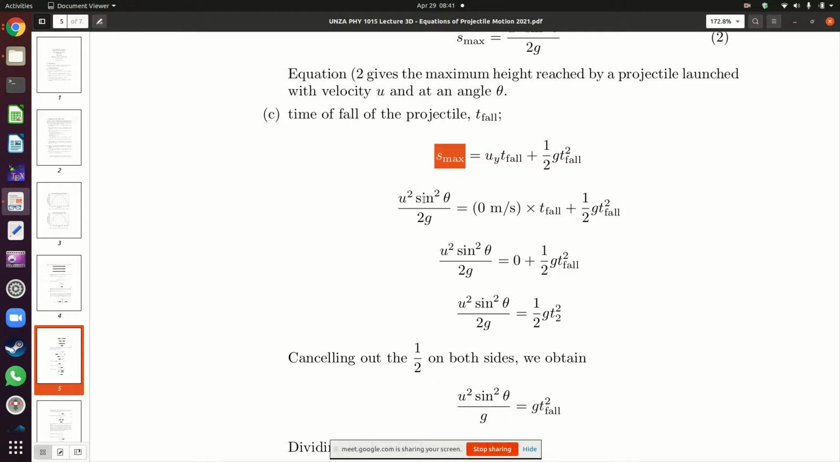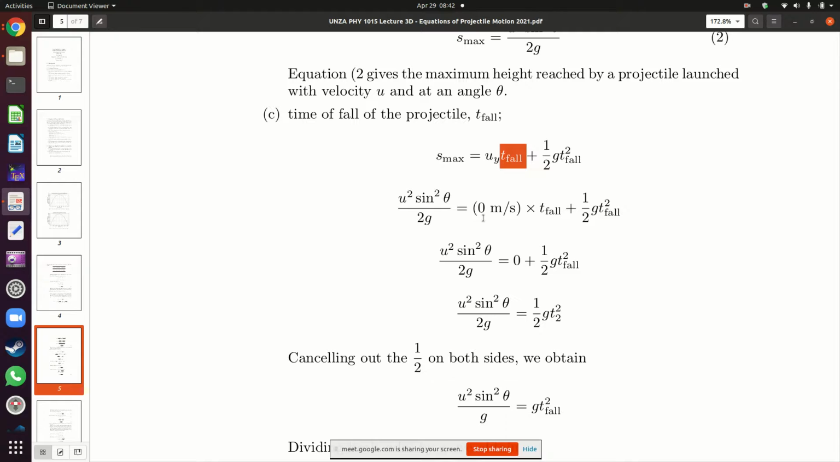Then from that maximum height, where uy is 0 meters per second, the projectile is going to fall. So we want to find out how much time it takes this projectile to fall. As it is falling, the velocity of the projectile will not remain the same, but it will increase.